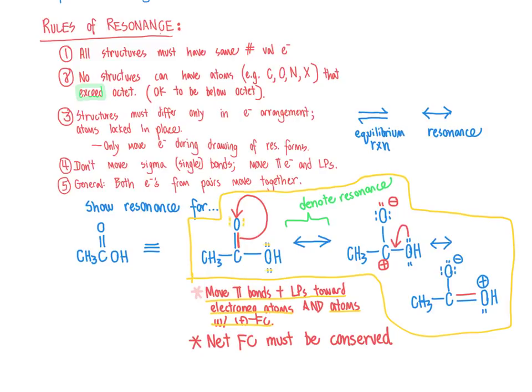And the relevance of this is that the actual structure, the actual electron arrangement of acetic acid is not represented accurately by any of these 3 structures. Instead, the accurate electron arrangement is an average or a hybrid of these 3 structures, where the actual electron arrangement has some features of each of these 3.